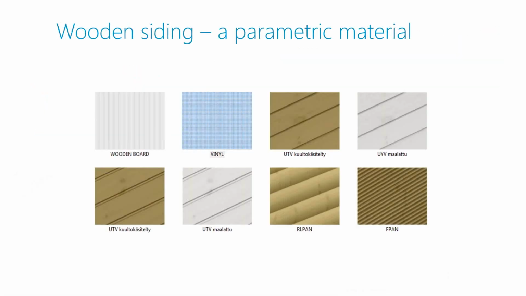Also, we have siding materials, parametric now. You can enter the direction and the dimensions of the boards and mix the textures with any color. So basically you only have one or two or very few different siding materials, and you can create many different colors with the same material.